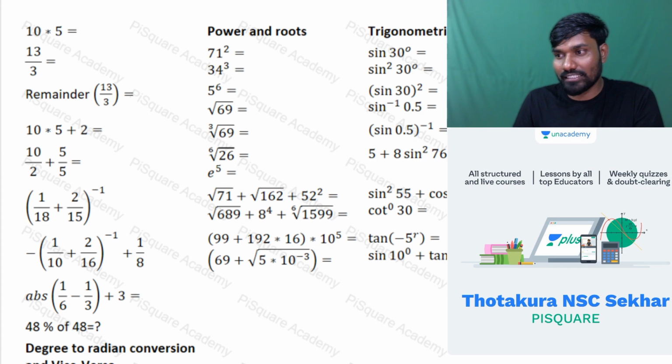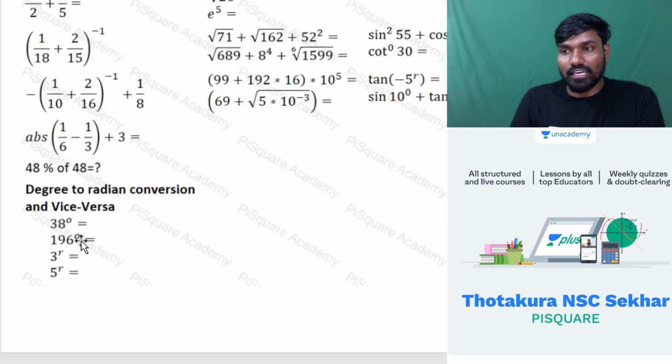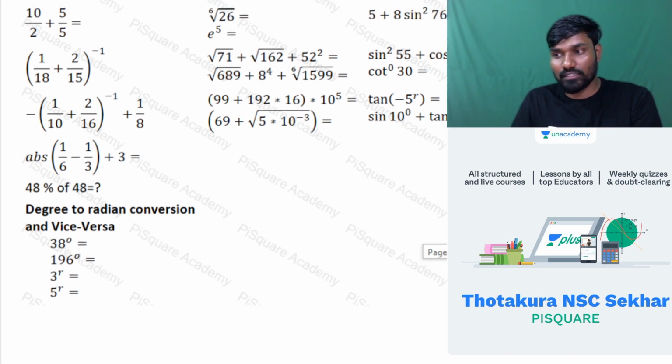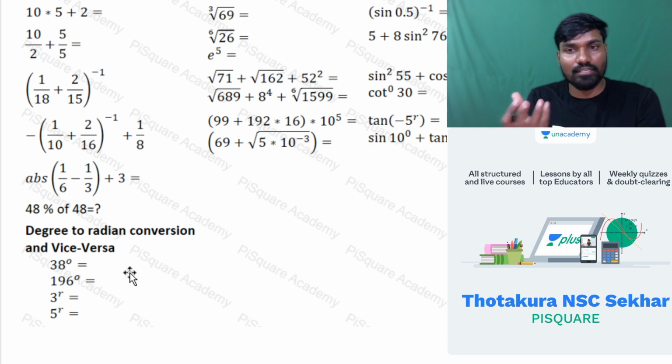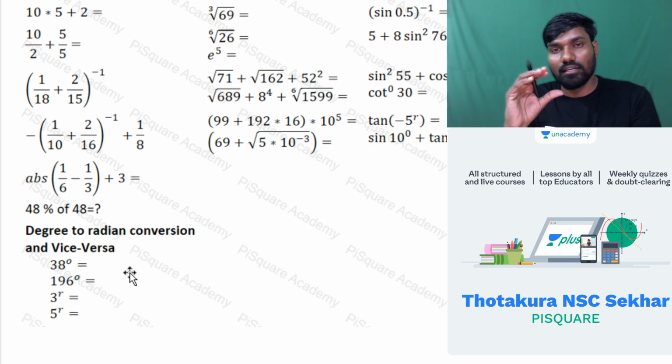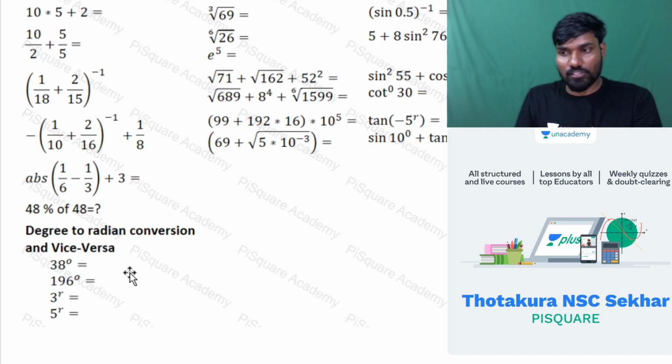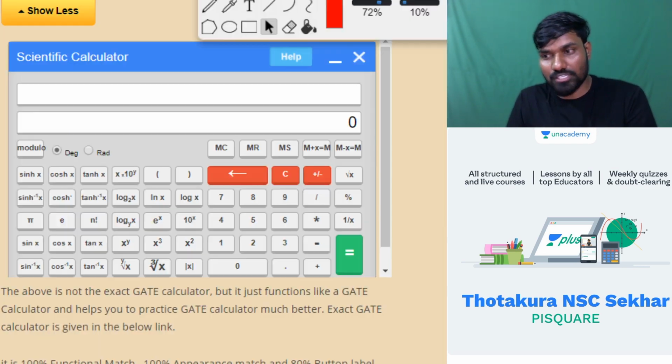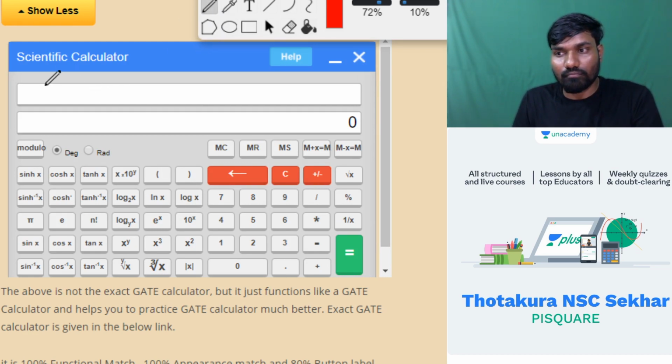Next one is degree to radian conversion and vice versa. Radian to degrees and degrees to radians. Interesting thing, guys. Here, let's use the memory function very effectively. That will give a quick result. Okay. First, let's convert known values.